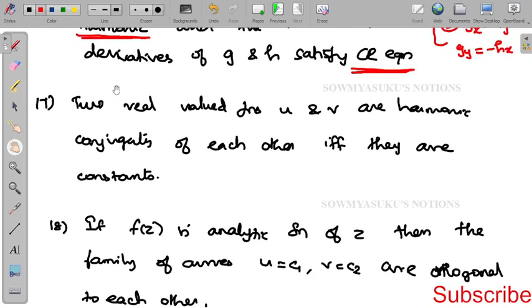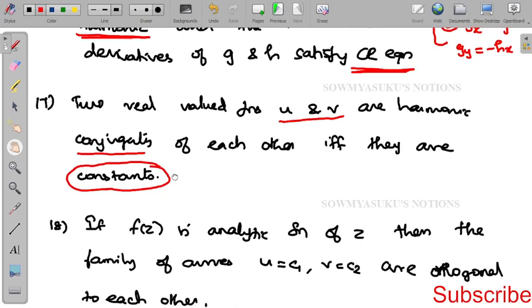Now we can see the 17th one. Two real valued functions u and v are harmonic conjugates of each other, then the result is: if and only if they are constants. So if U and V are harmonic conjugates of each other, then if and only if U and V are constants.